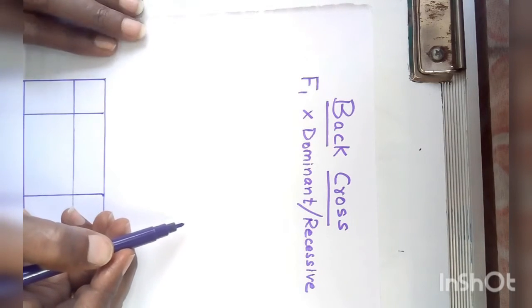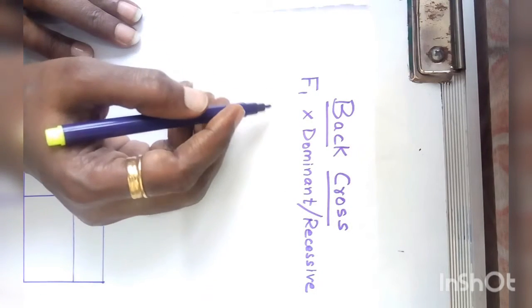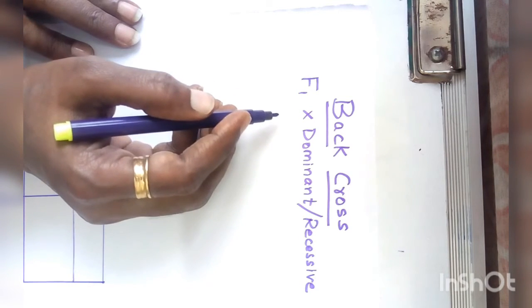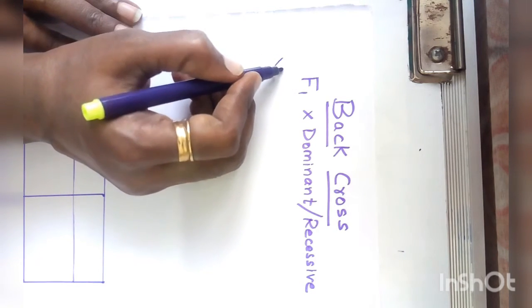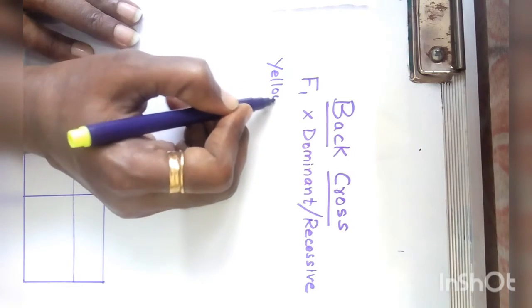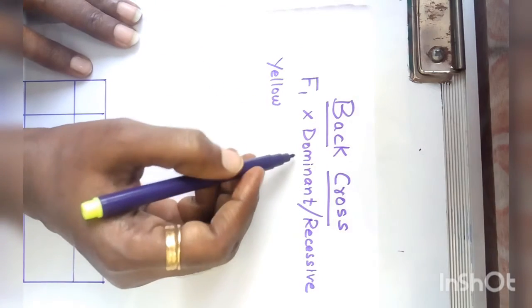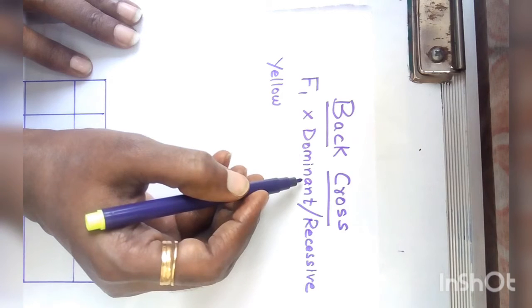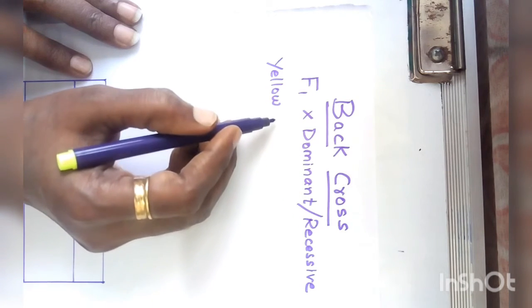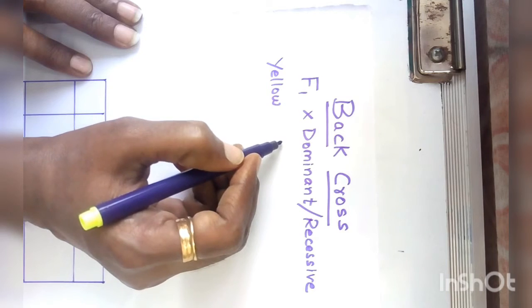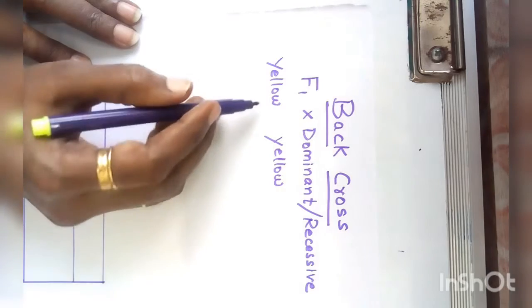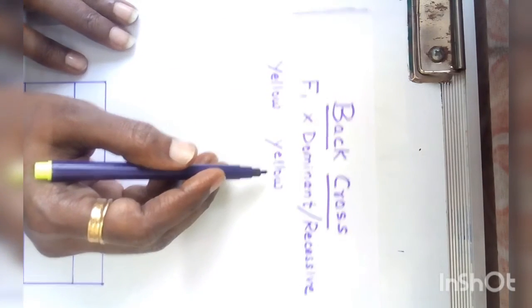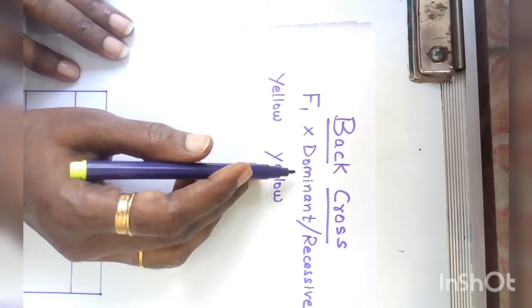Now if we take an example, suppose the example of color of seed. What will be the phenotype for this F1 generation? F1 generation will be, all the plants will have yellow color seed. First we will take a cross of dominant parent. So that means the dominant parent will also have yellow color seed. So these are the phenotypes of F1 and dominant parent.